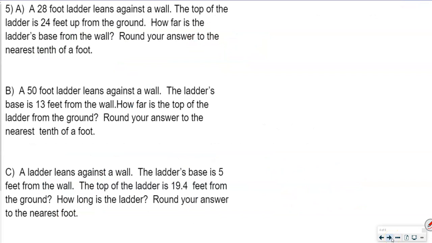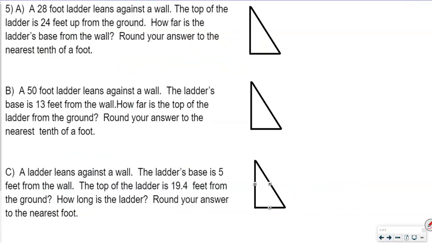Okay, on the next one, I'm going to draw 3 right triangles, and we're going to label them. The first one says a 28-foot ladder leans against a wall. First I want to say all of these have right angles right here. This is going to be my wall. This is going to be the floor. I'm just going to say that on the first one. Hopefully you can see it on the rest.